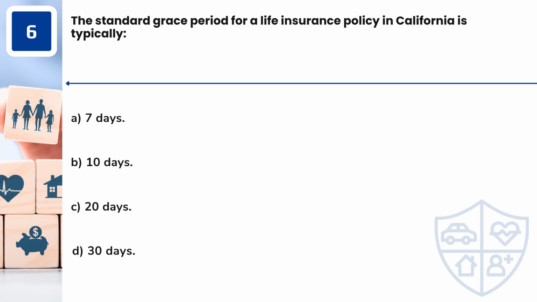Question 6. The standard grace period for a life insurance policy in California is typically A. 7 days. B. 10 days. C. 20 days. D. 30 days.